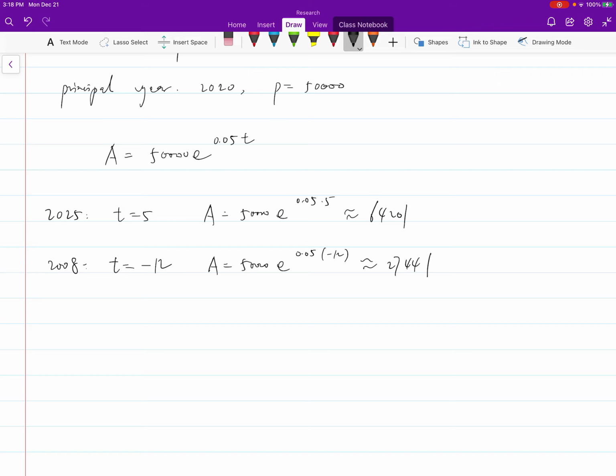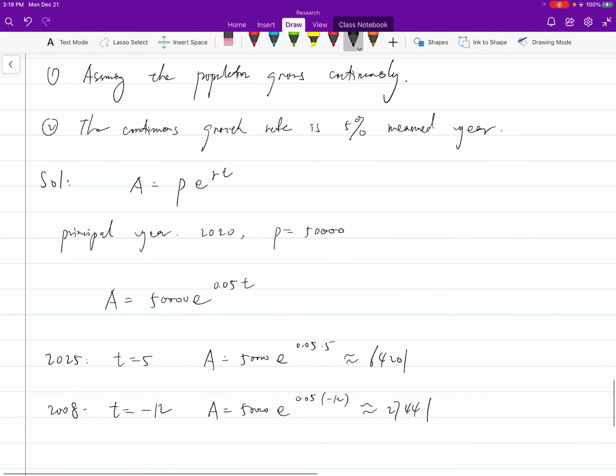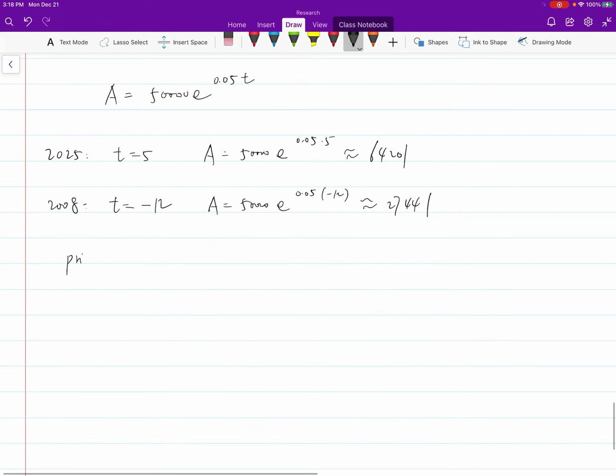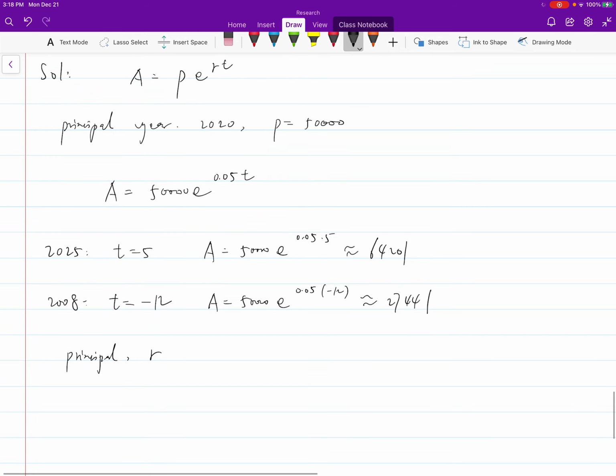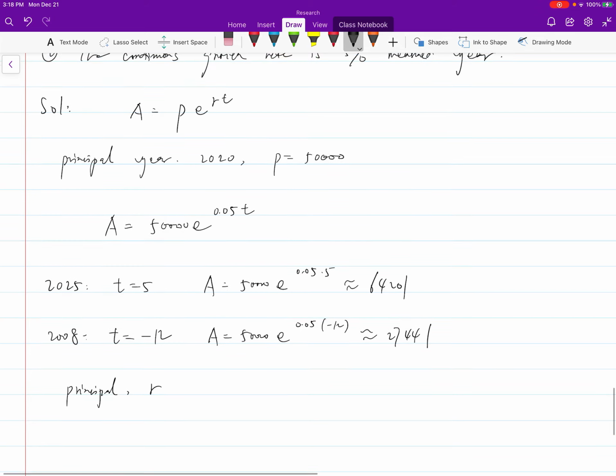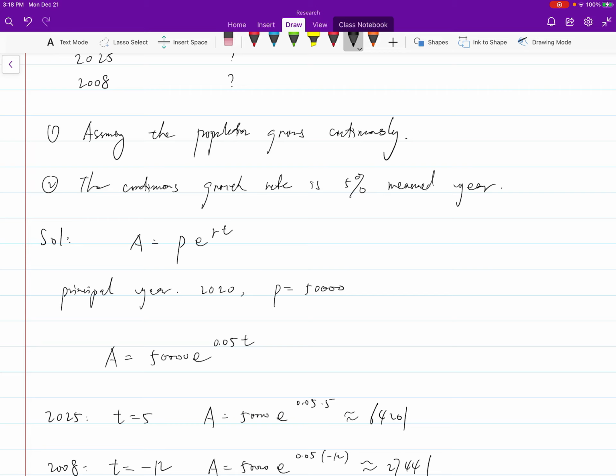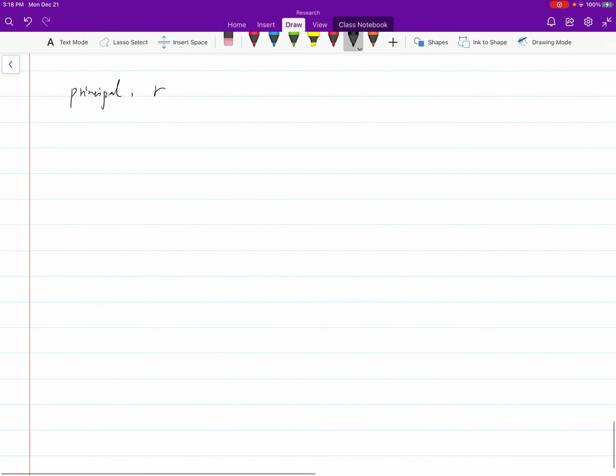Okay, from here you can see it's very convenient. As long as you have a baseline, in this case 50,000 people at 2020, so as long as you have a principal, which is your baseline, and as long as you know R, which is your growth rate, you can either forward track or backward track. Either way, you can find the population along the line, which is very convenient, if we assume everything grows exponentially and it grows continuously. All right. That's it. That's everything we have for natural exponential growth.